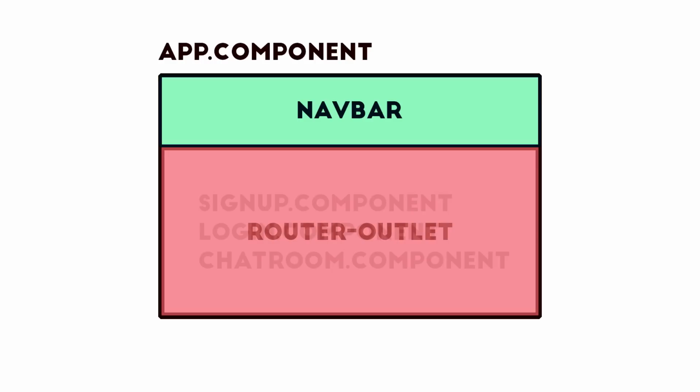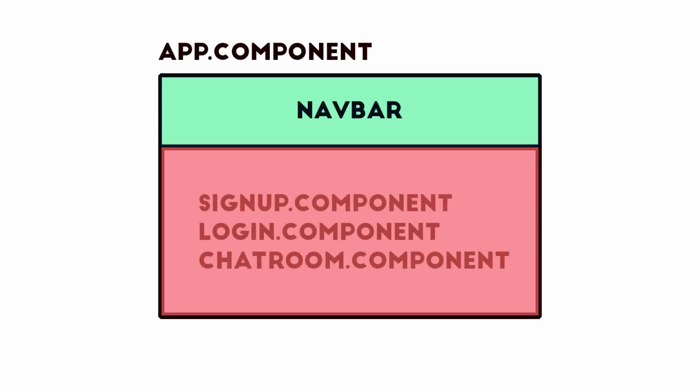I can think of just three pages, if you will, that will represent the bulk functionality of our application. So we will have a signup component where a user will go to sign up for an account and choose a username. Then we'll have a login component for authentication. And then the chat room component, which will of course be the bulk of our application, which will allow users to post messages and to see which other users are authenticated.